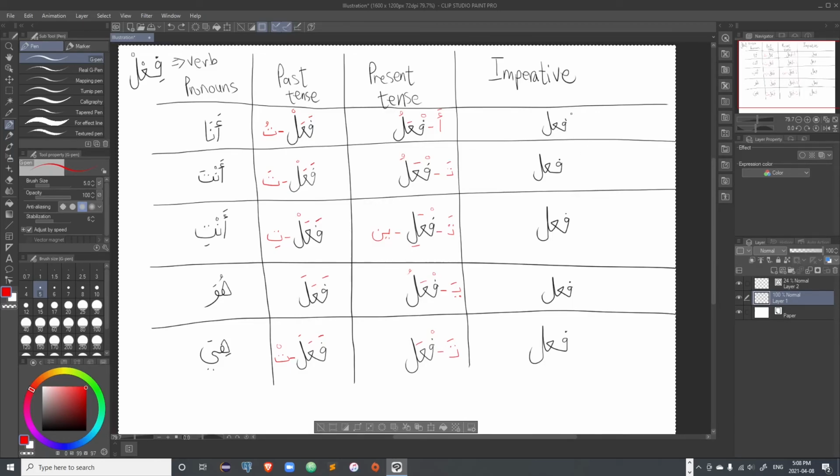Now, for the imperative, there is none for the first person. So that is one of the mistakes that I mentioned earlier.